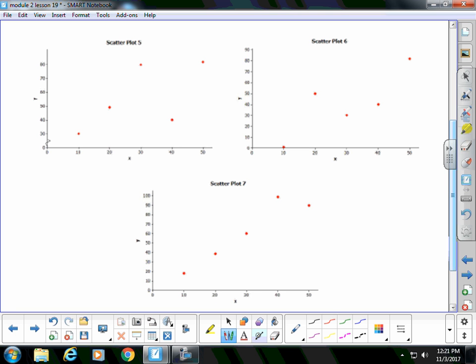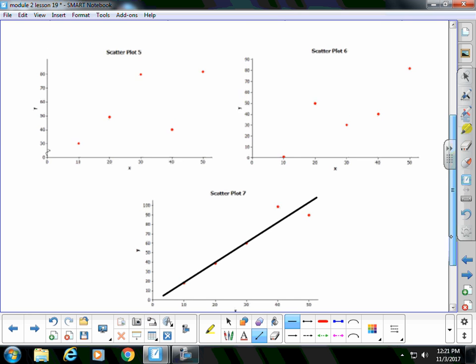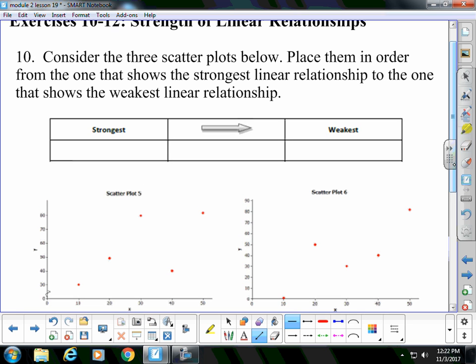possible would be plot number 7. This one looks like most of those points actually line up and show the strongest possible. So plot 7 looks like it's the strongest. So plot 7. Now, between plot 6 and 5, those are a little hard to tell. And here's plot 5.